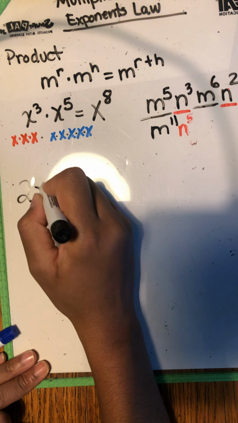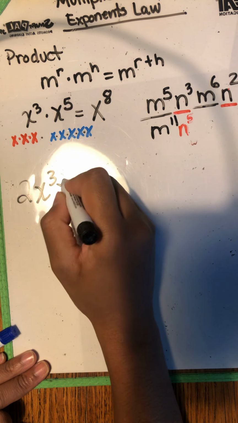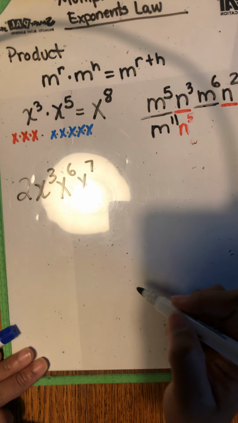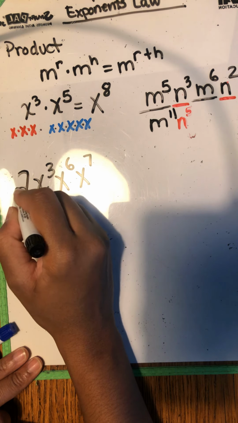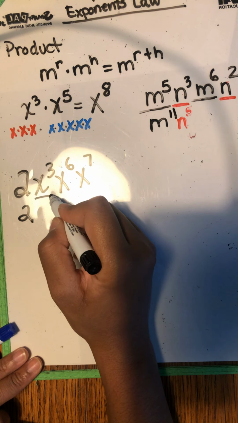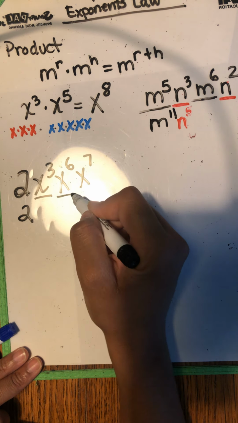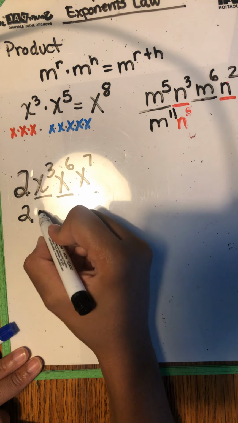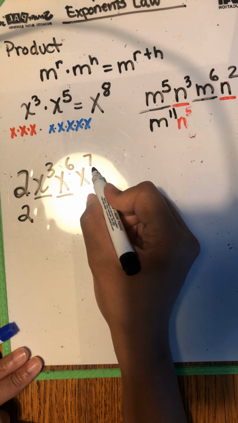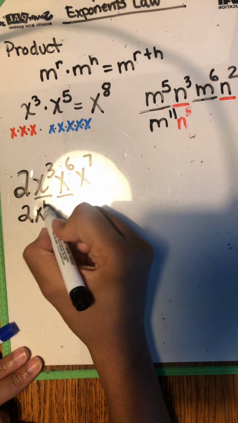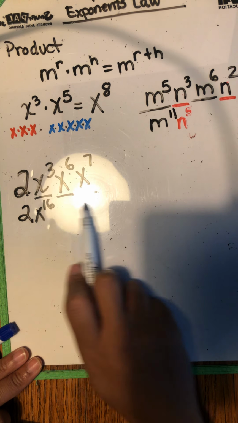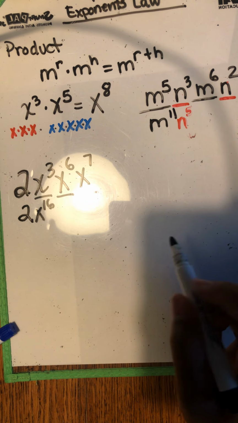Let's try another one. I have 2, x to the 3rd, x to the 6th, and x to the 7th. Well, the 2, there are no other numbers like it, so I'm just going to drop down that 2. But here I have 3 x's, 6 more x's, 7 more x's, so let's do them together. 3 plus 6 is 9 x's so far. 9 and then 7 are 16 x's. This 2 did not change because it didn't have anything that was similar to it, no like terms in order for it to be combined.